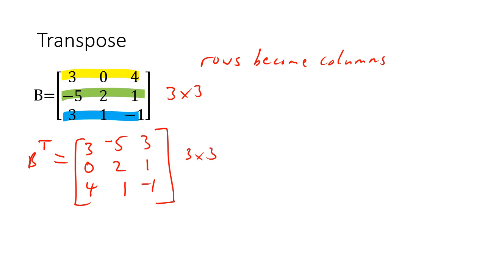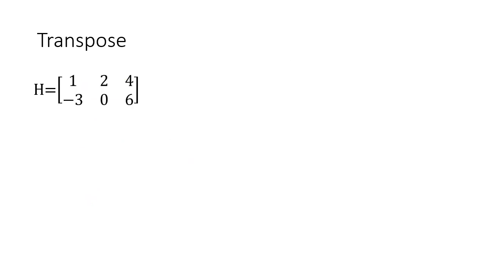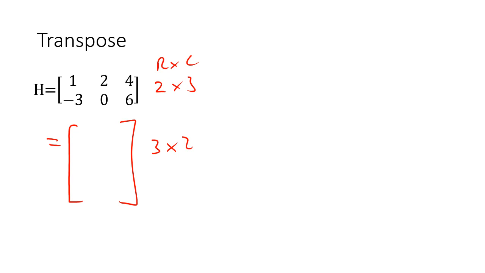Now, this also can be done for rectangular matrices. So let's transpose a rectangular matrix. Now, this is a 2 by 3. Remember, that's rows by columns, race car. And so our answer is actually going to be flipping, because remember the rows become columns, so it's going to be a 3 by 2, so 3 rows by 2 columns.